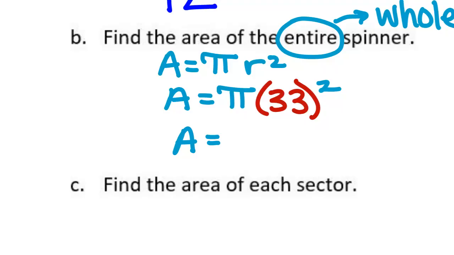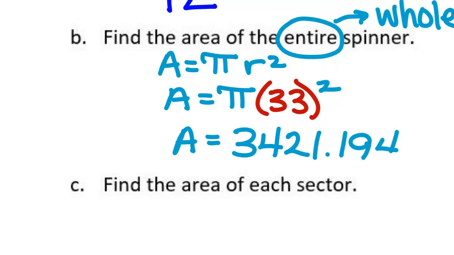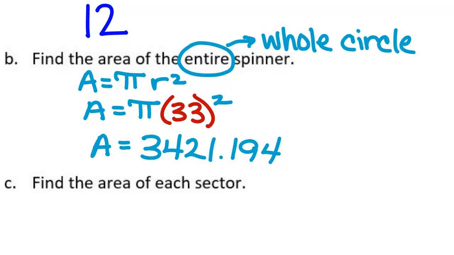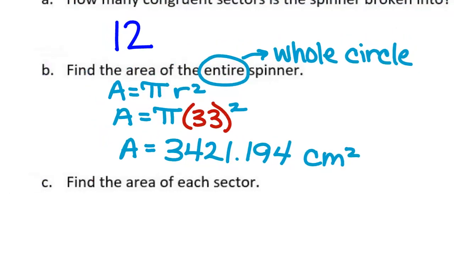What is pi times 33 squared? Is that right? Did I write it down correctly? Okay, 3421.194, and then that would be centimeters squared.